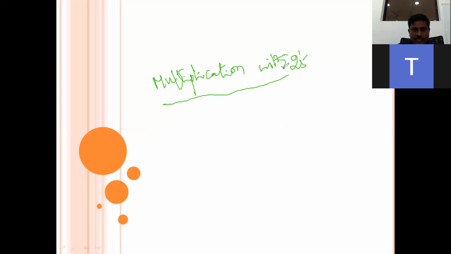How to multiply any number with 25? Now here we see, for example, 23 into 25. Generally 25 we write as 100 by 4.